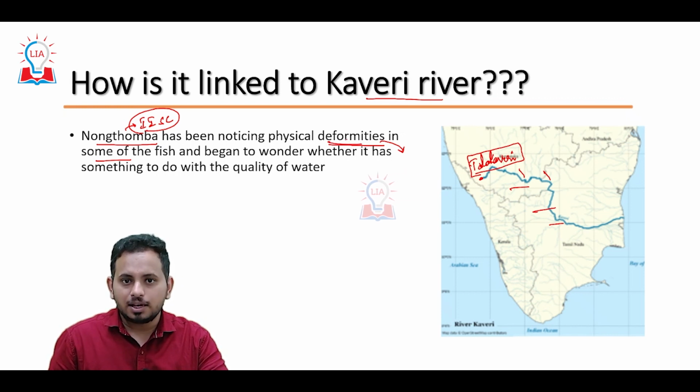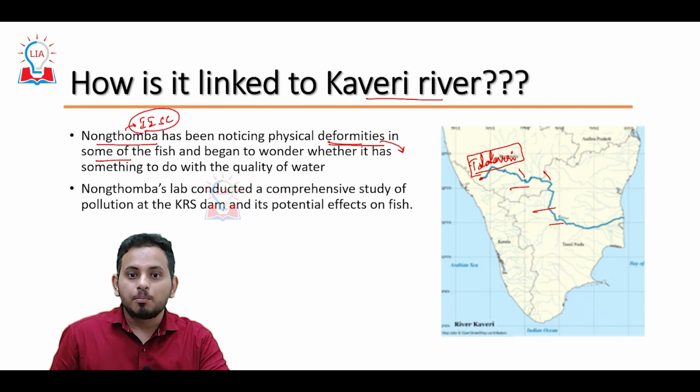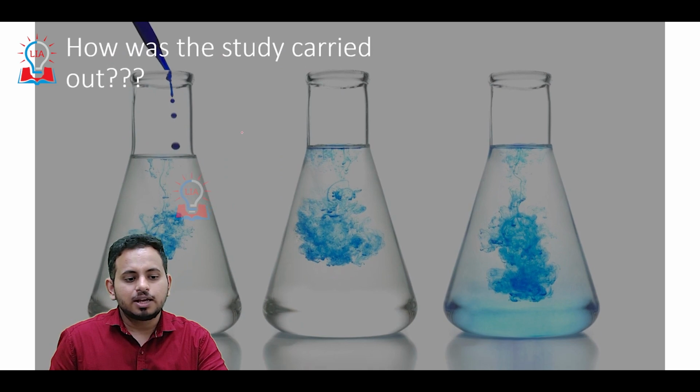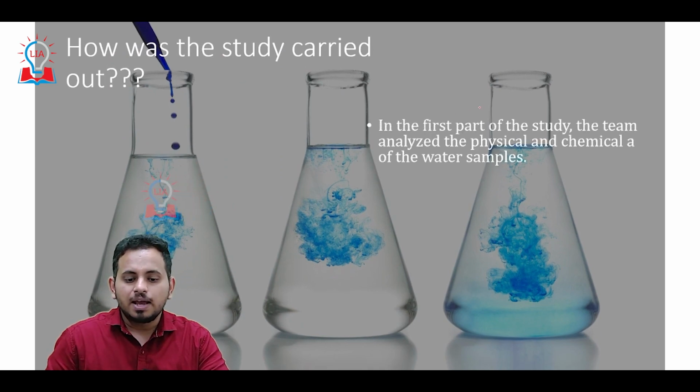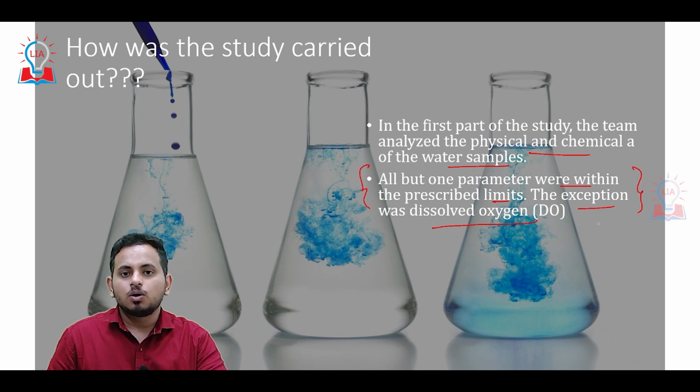When he analyzed the parameters of the water, he found that all other parameters except the dissolved oxygen were hampered. In the first part of the study, the team analyzed physical and chemical properties of water. All parameters were within the prescribed limits except the dissolved oxygen.